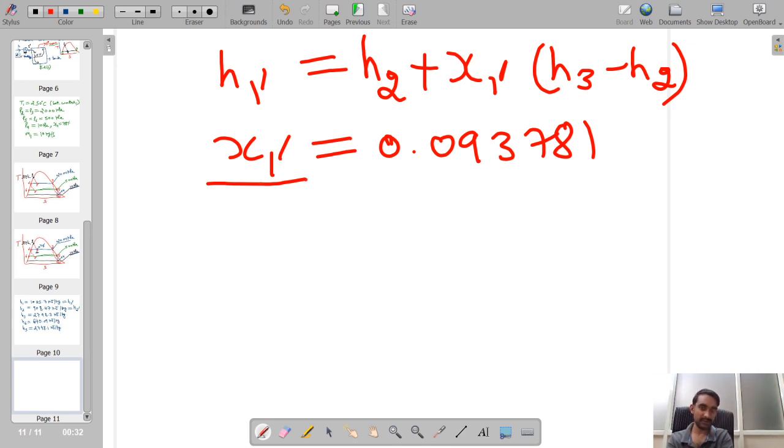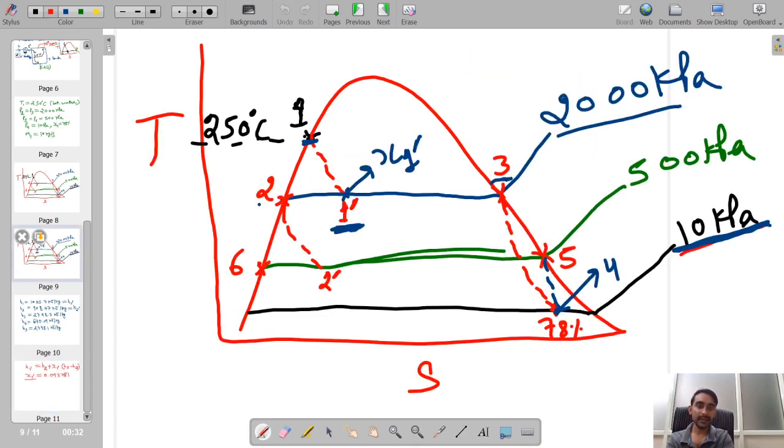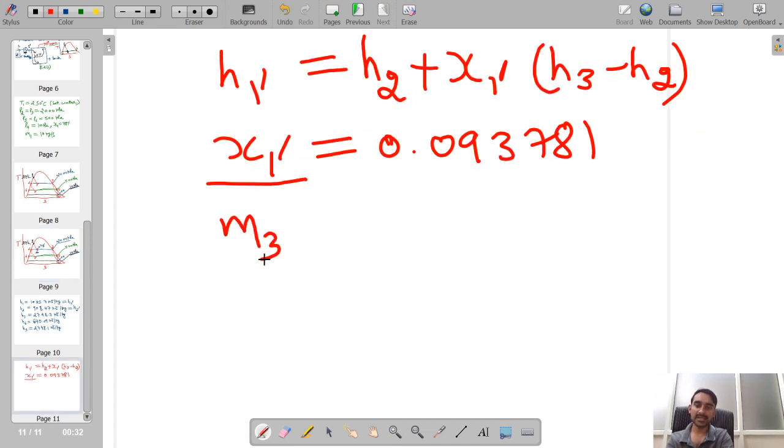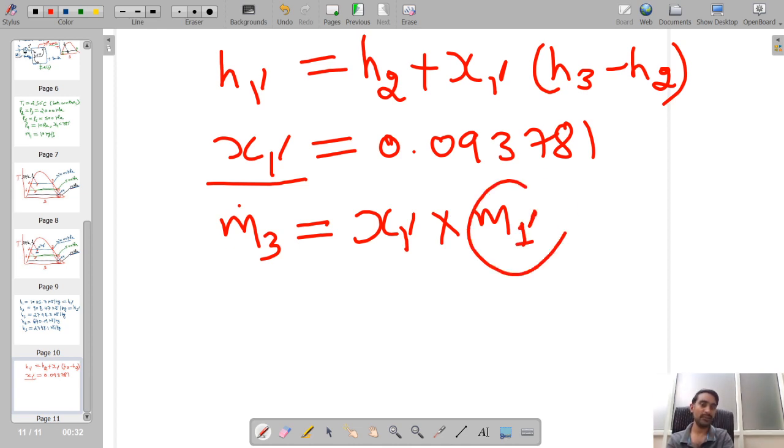I already know that this represents the fraction of the vapor. If it is the fraction of the vapor, my vapor part here corresponds to which state? State number 3. So I can simply say that the mass flow rate of point number 3 will be equal to X1 dash into the mass flow rate of point number 1 dash. 1 dash was the supply point, and we know that between 1 to 1 dash there is no mass change. That's why the mass flow rate of point number 1 dash will be equal to the mass flow rate of point number 1.